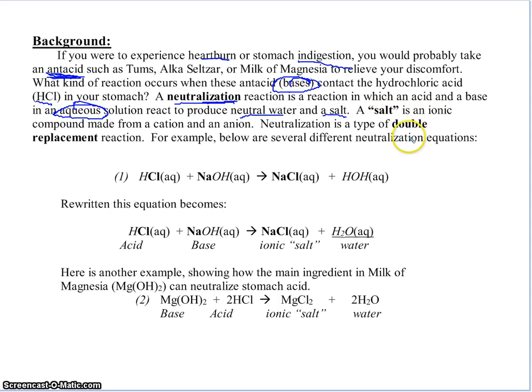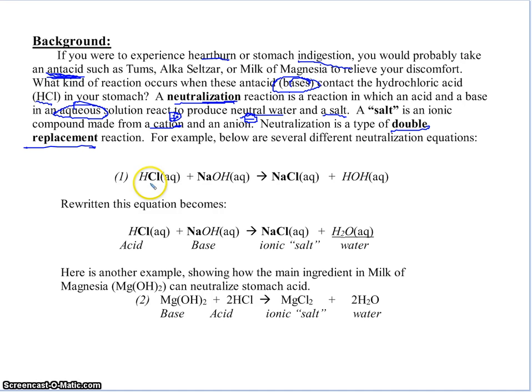A salt is an ionic compound made from a cation, positive, and an anion, negative. Neutralization is a type of double replacement reaction. Don't know what that is. For example, below are several different neutralization equations.